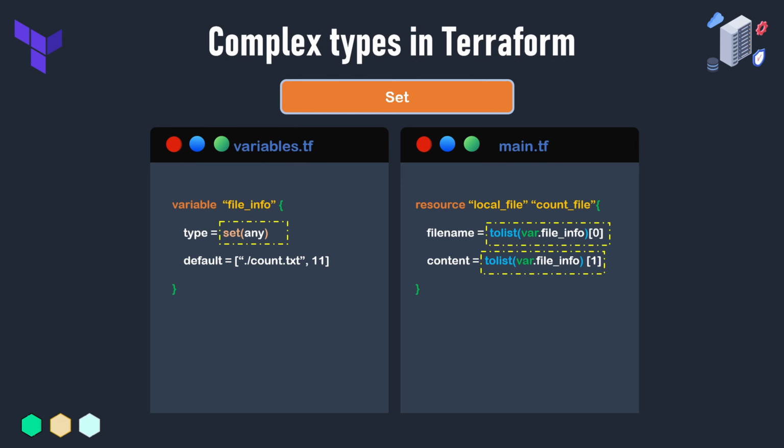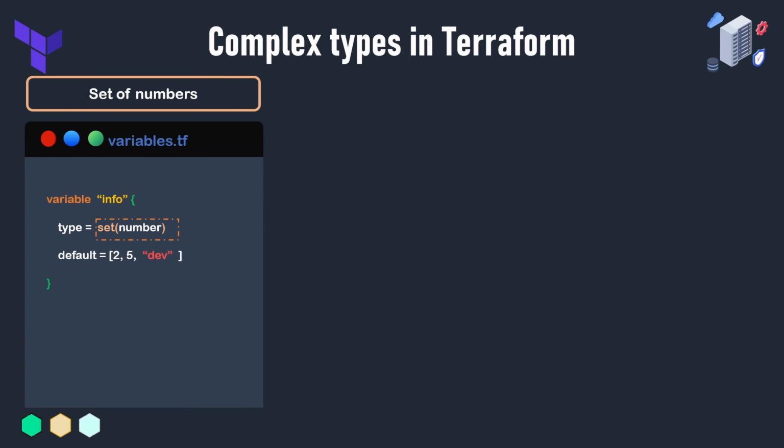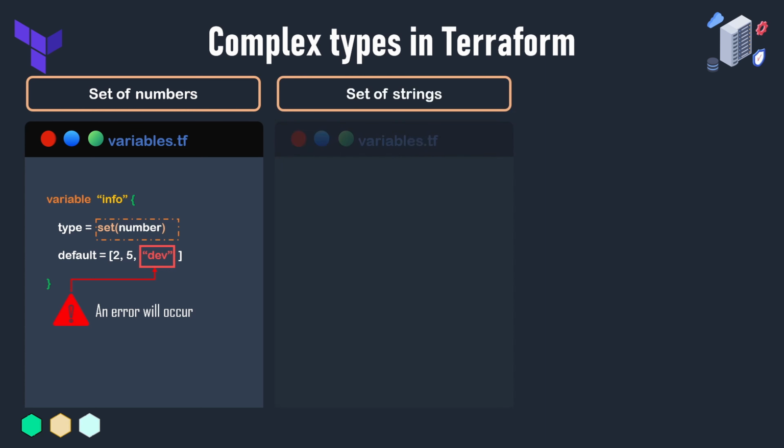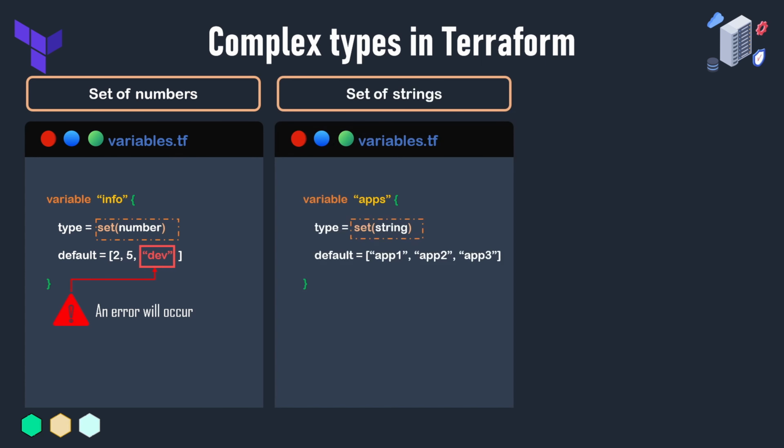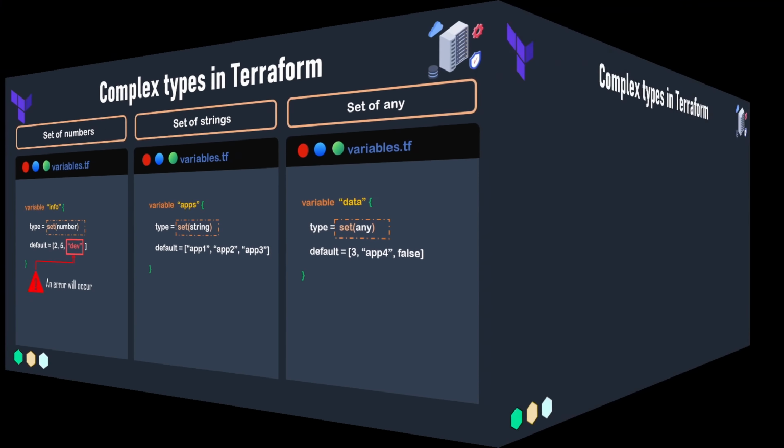Let's see more examples of sets. The first set that we have here is a set of numbers, so it must have only numeric values. But because here we have the value dev, which is of type string, the set will lead to an error while running the terraform plan command or the terraform apply command. The second one is a set of strings, which contains 3 values, which are up1, up2, and up3. And finally, the last set is a set of any, so it can have any value of any type.